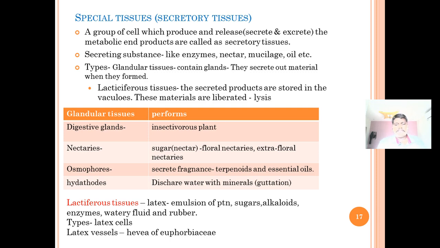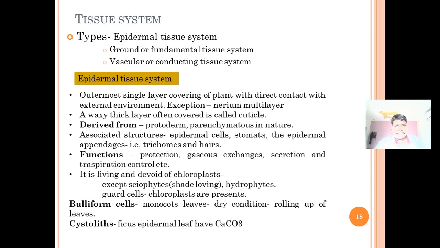The next topic is the tissue systems. There are 3 main types of tissue systems: epidermal tissue system, ground tissue system and vascular tissue system. The epidermal tissue system originates from protoderm, the ground tissue from periblem and the vascular tissue system from plerome.